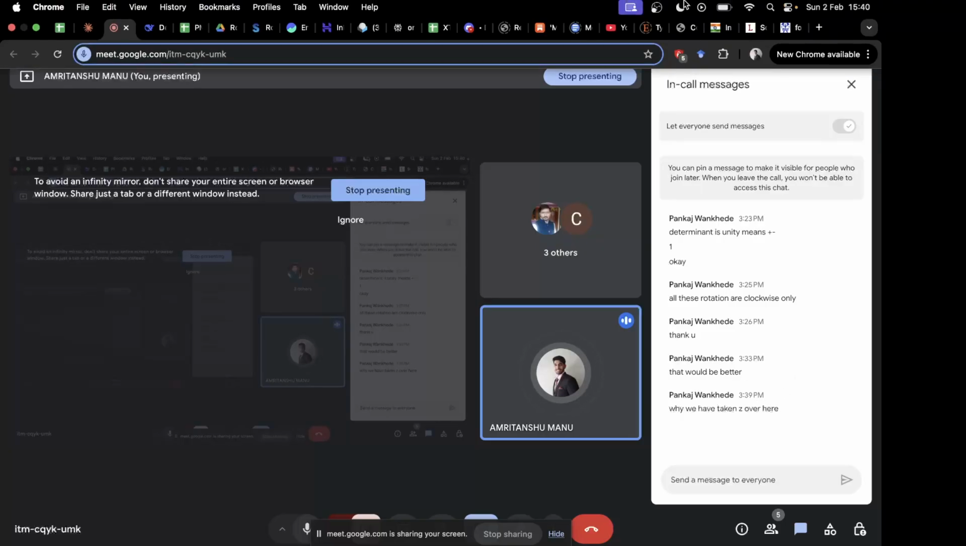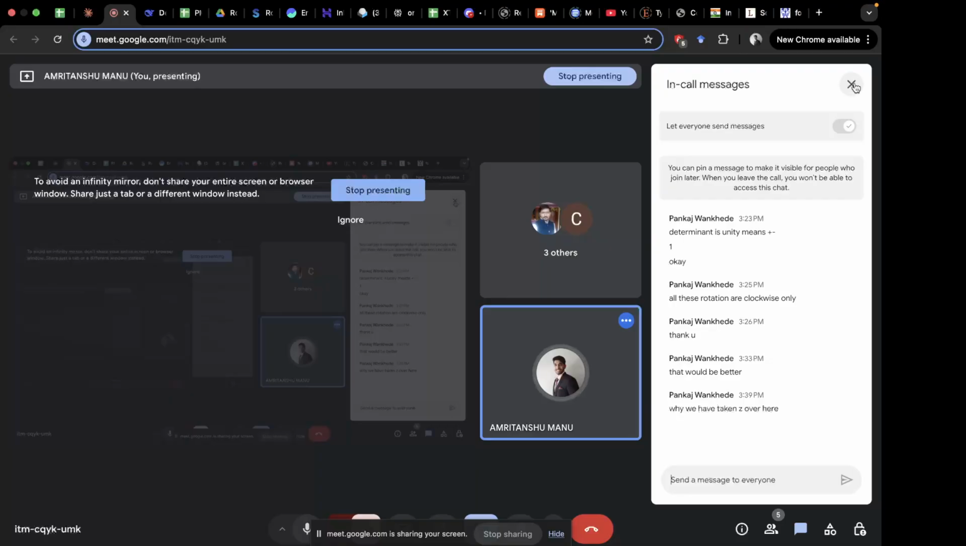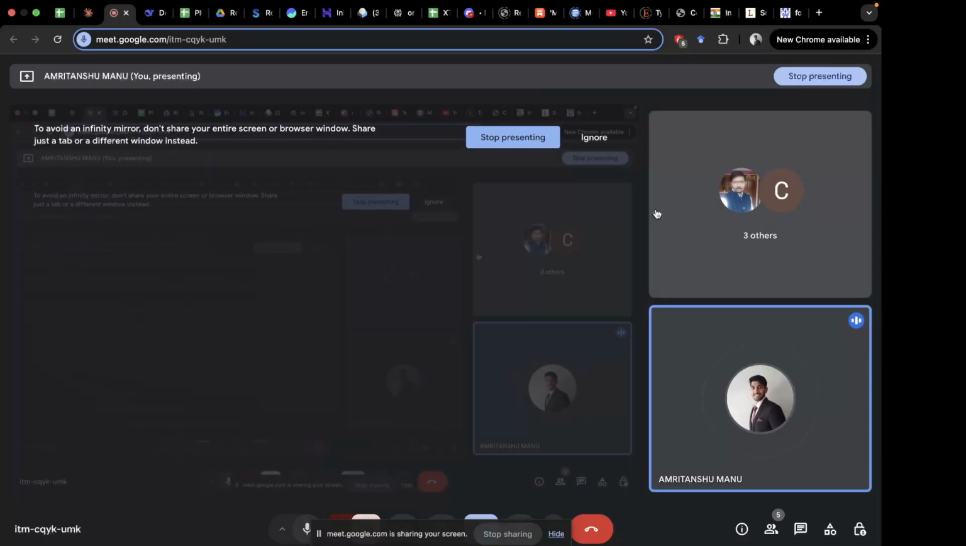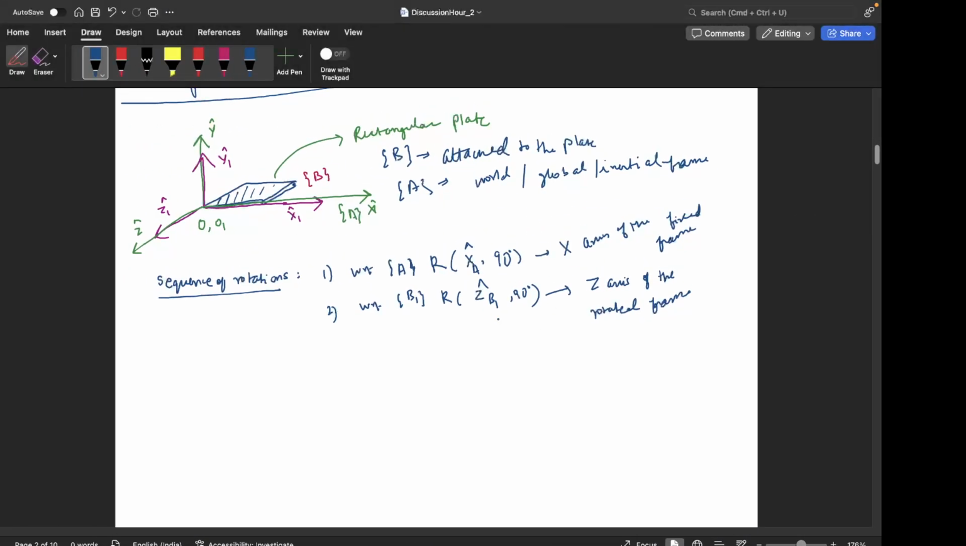Why have we taken z over here? There is no specific reason, Pankaj. I'm just taking an example. That could well have been anything else, right? Just that in my example I'm taking a rotation about the z-axis and the x-axis. So it's not that these specific rotations hold any special meaning. It's just that I have chosen these to highlight the concepts that I want to.